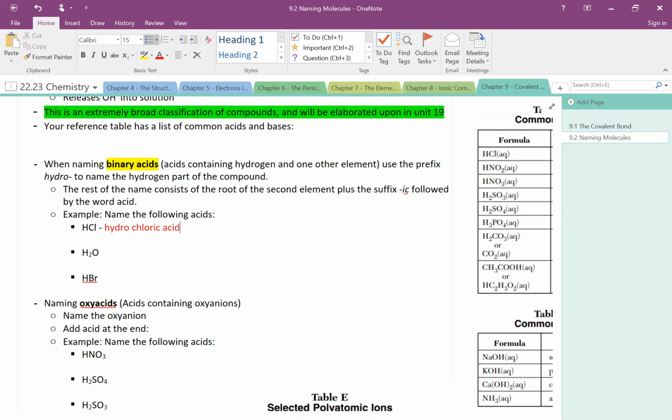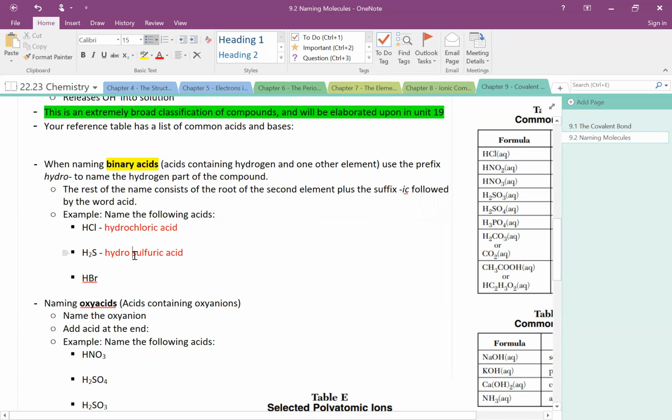I don't know why I have H2O here. What I meant to have was H2S. So for H2S, we're going to name the hydrogen, so hydro. By the way, these are one word. So hydrochloric acid is one word. Hydro, and sulfur becomes sulfuric acid. So hydrosulfuric acid.